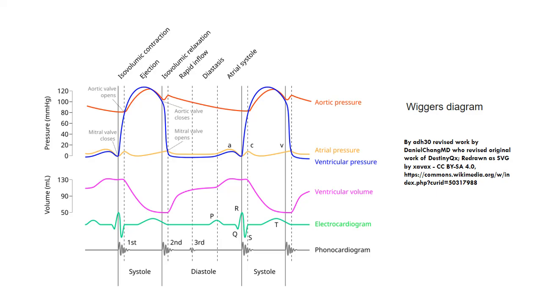In the electrocardiogram, wave P corresponds to atrial depolarization, wave QRS corresponds to ventricular depolarization, and wave T corresponds to ventricular repolarization. In the phonocardiogram, the sound labeled first contributes to the S1 heart sound and is the reverberation of blood from the sudden closure of the mitral valve, the left atrioventricular valve, and the sound labeled second contributes to the S2 heart sound and is reverberation of blood from the sudden closure of the aortic valve.